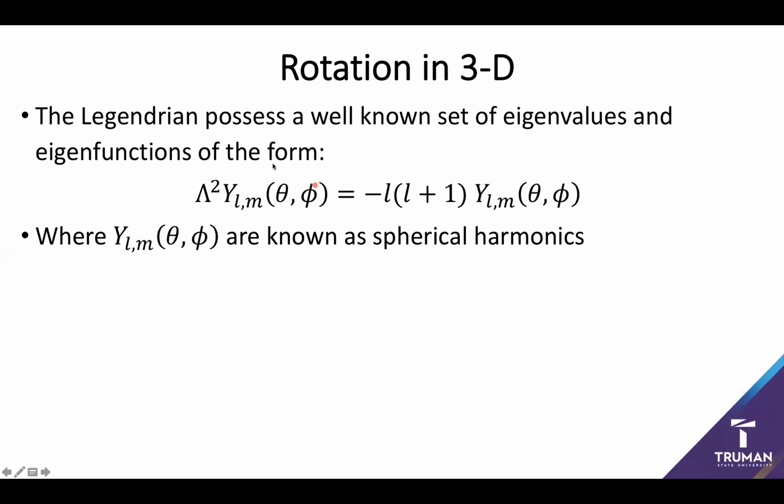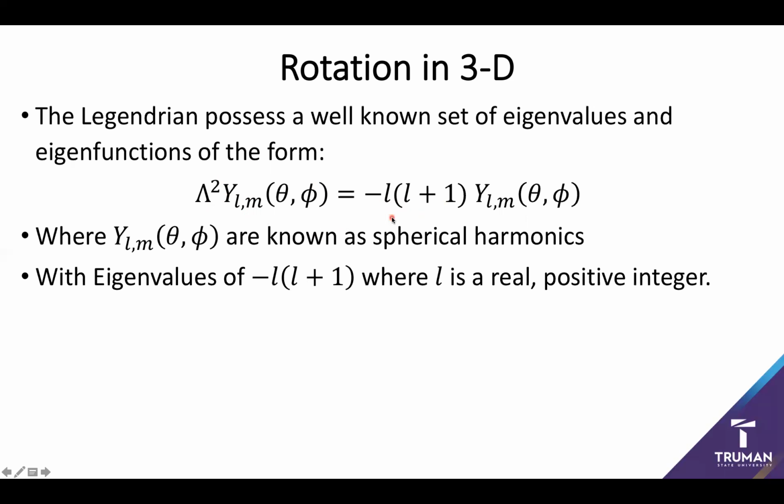So the spherical harmonics are going to be the eigenfunctions of our Legendrian. However, one of the nice things, especially for us, is that we have a very pretty set of eigenvalues, where our eigenvalues are just going to be negative L times L plus 1. And this is going to hold as long as L is a non-negative integer. So essentially, any values of 0, 1, 2, 3, 4, and so forth. So this gives us actually a nice set of eigenvalues.